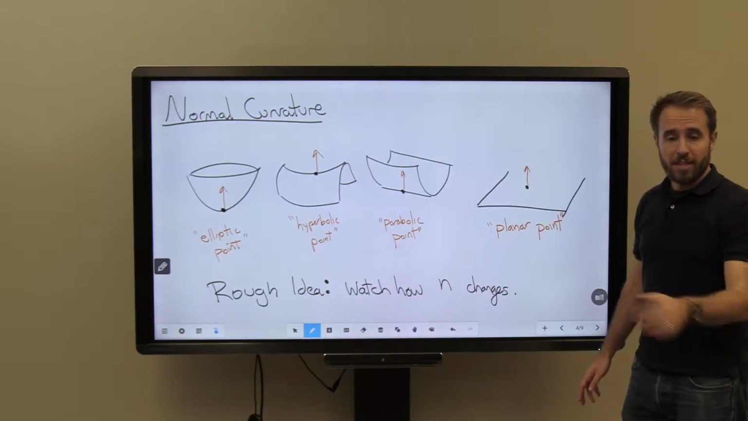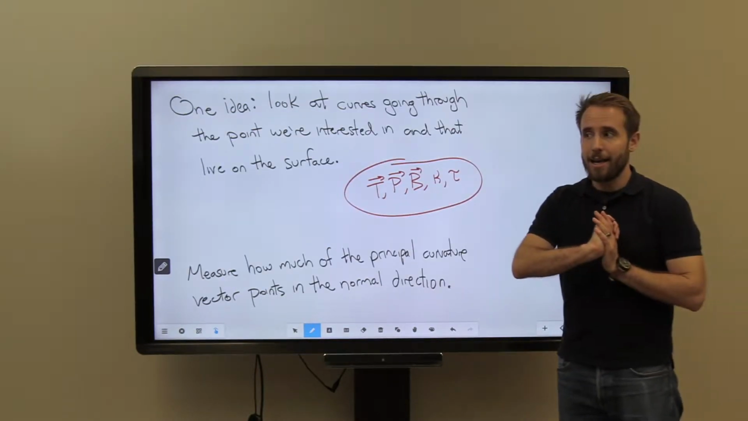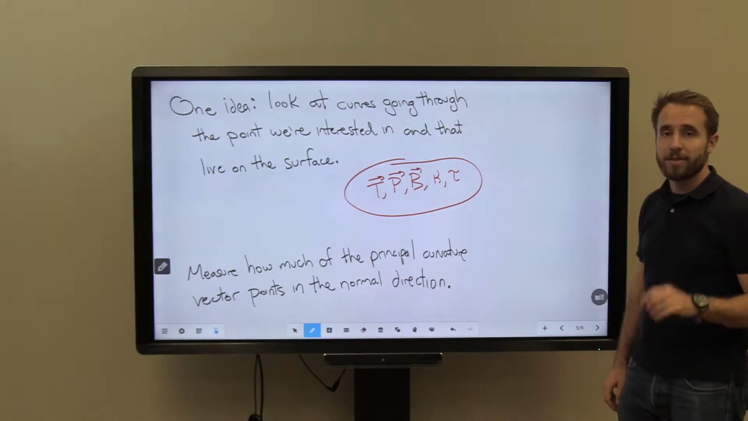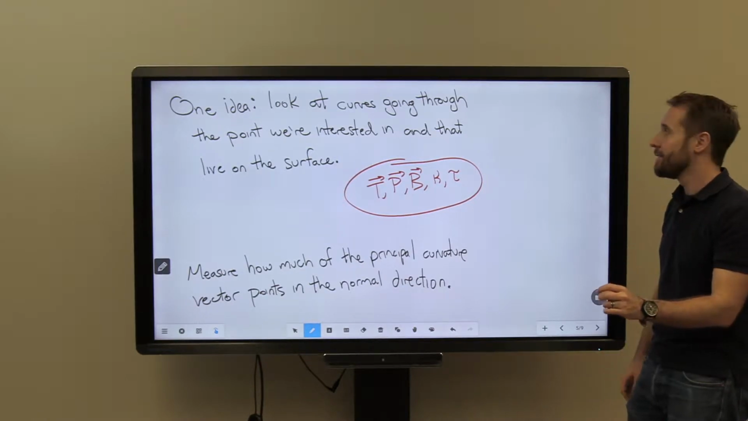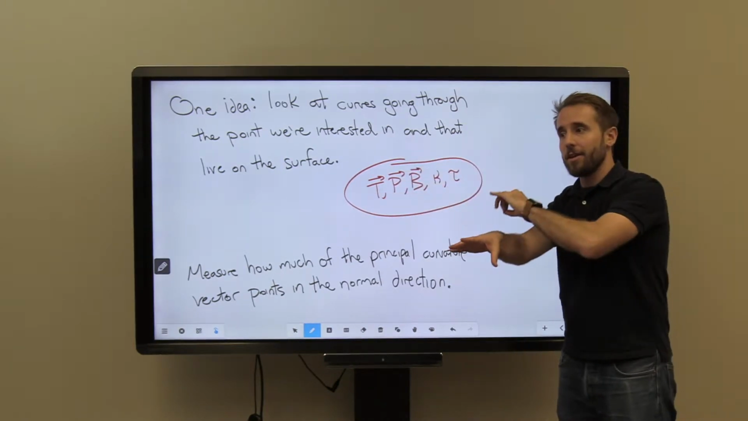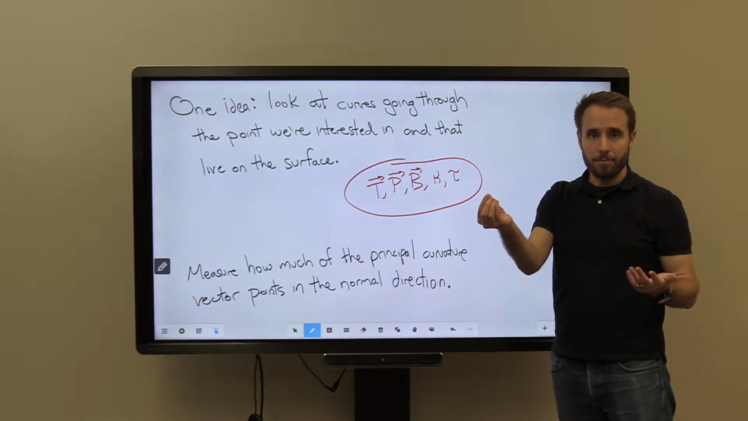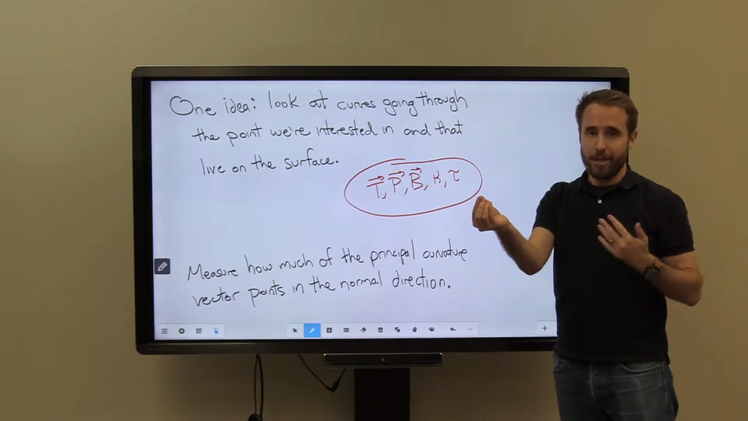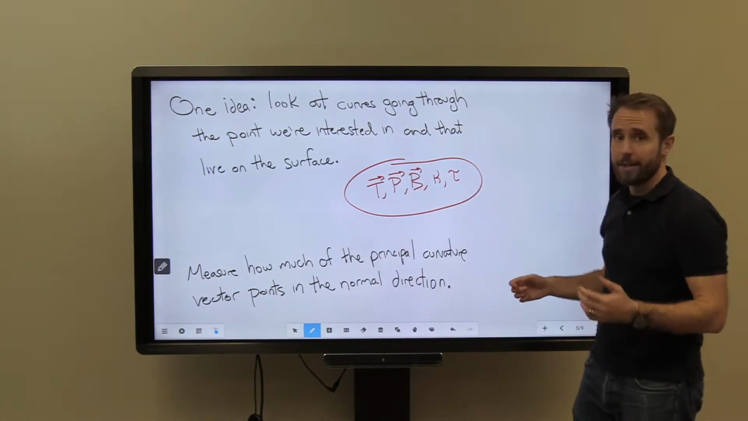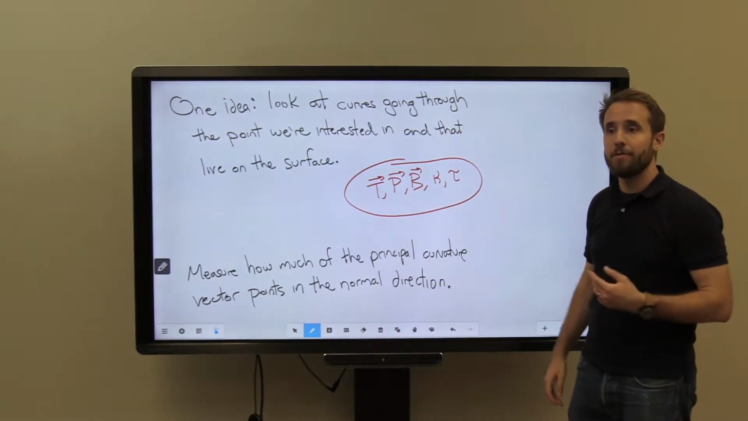Now, slightly more precisely, we are going to build on our understanding of curves to create this idea of normal curvature. So as our starting point, we are going to look at curves that go through the point we are interested in, right? And that lie completely on the surface, right? So if I have some sort of surface, I can look at a curve that's on the surface and goes through the point I'm interested in. And so we can imagine that because this is a curve in three-dimensional space, we can measure different properties of it, including its Frenet frame, T, P, and B, as well as the curvature and the torsion of that curve.